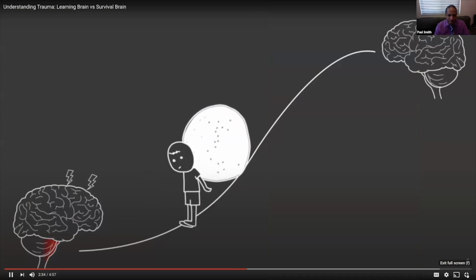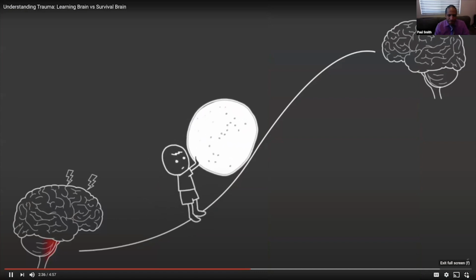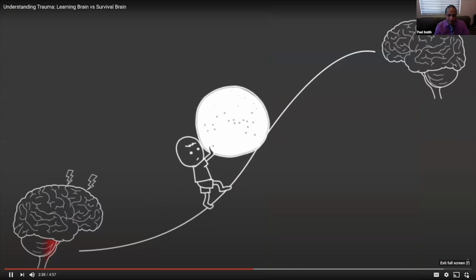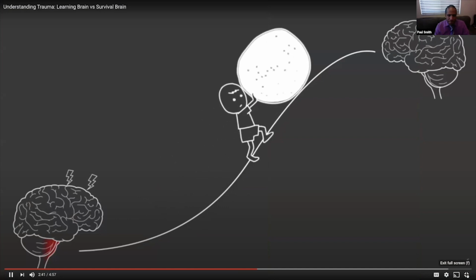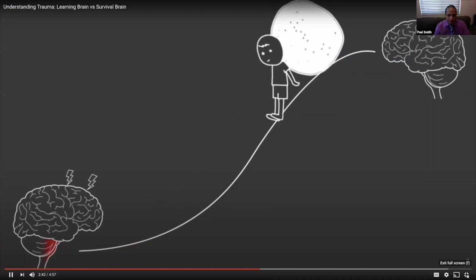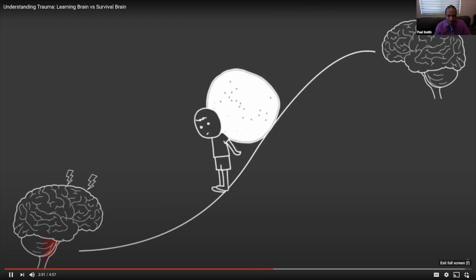Well, being in learning brain is like being up on the high parts of that mountain. You can see the expanse of what's going on, but it also takes a lot of work to be up there. And at any second, if you're not paying attention and putting effort into it, it's so easy to slip back into survival brain again.